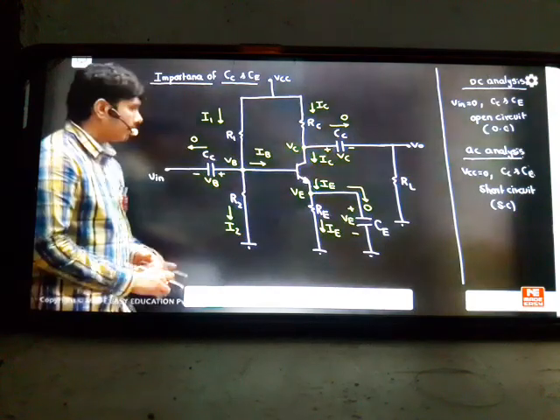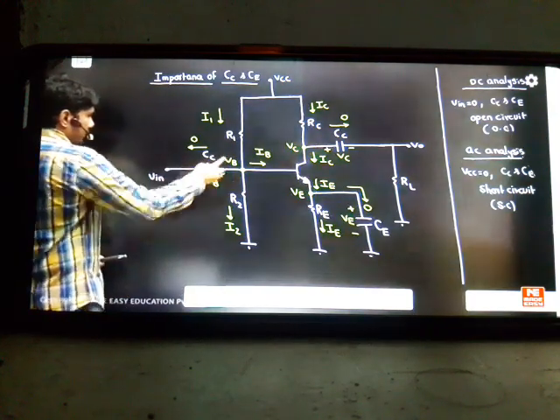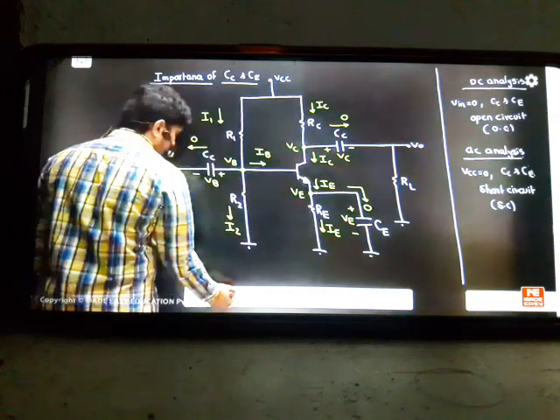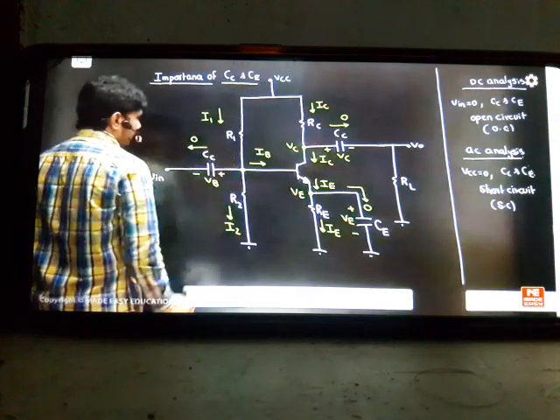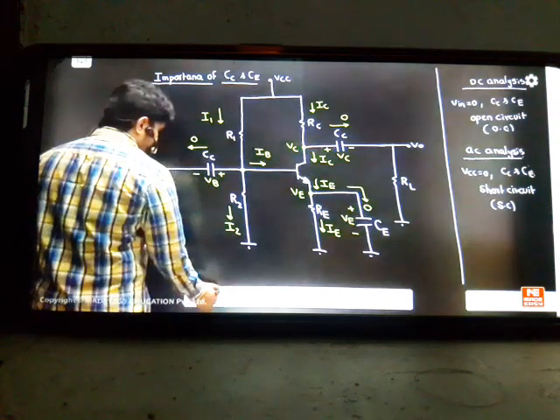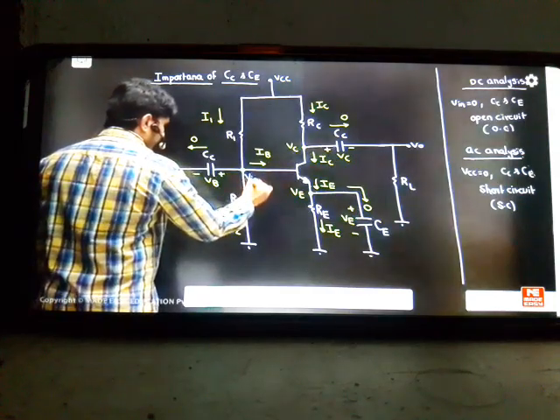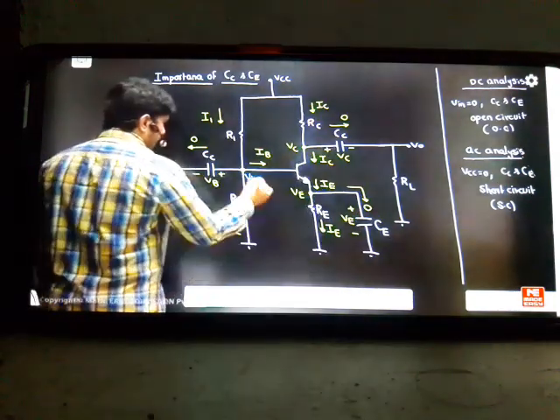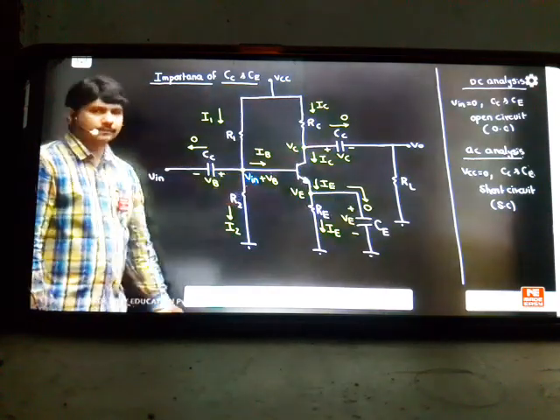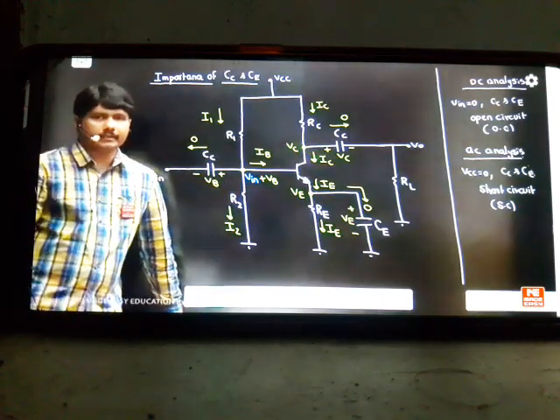Now AC has entered. Can you tell me how much the voltage will be here? Is it only VB, or what is the answer? VIN minus VB will come here. So the total voltage changes when the signal is applied; this voltage is the combination of these two voltages. So you can write this value as VIN plus VB coming here, because of KVL. Your signal is getting added with the DC voltage at the base point.